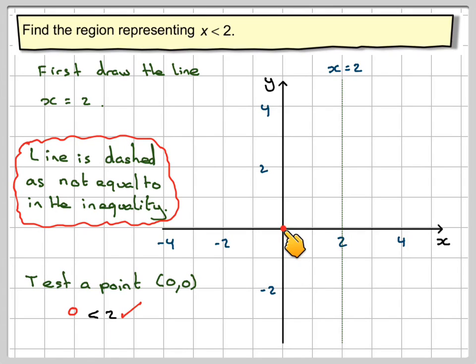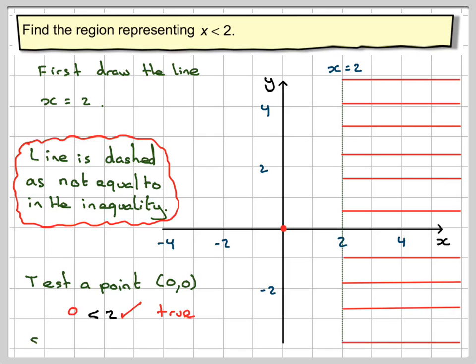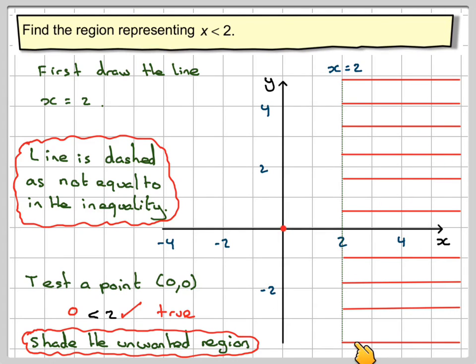So therefore, that point is in the region, and any other point this side of that line is in the region. Now, you don't include points on the line, because that's what the dotted line means. So the convention is to shade the unwanted region. So we will shade this way, perpendicular to the line. Make sure you do it perpendicular, and remember we shade the unwanted region.